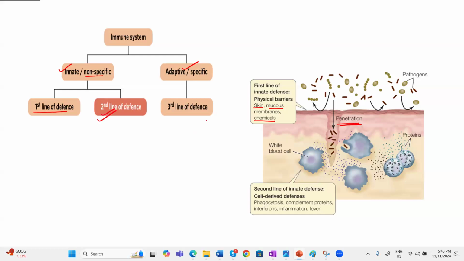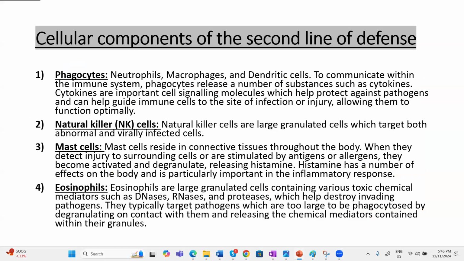Now, what are the cells which are included in the second line of defense? Let us study the cell components of the second line. First is phagocytes. The cells which are phagocytic in nature are mainly neutrophils and macrophages. But dendritic cells also do phagocytosis. To communicate with each other, these phagocytes will release a substance called cytokines. They are important cell signaling molecules by which they can protect against pathogens and guide the immune cells to the site of infection so that phagocytosis can be done easily.